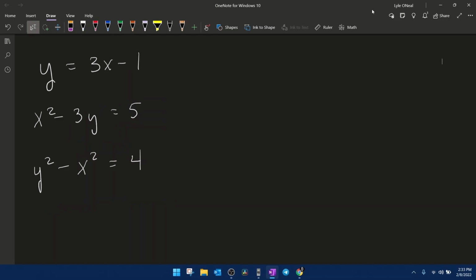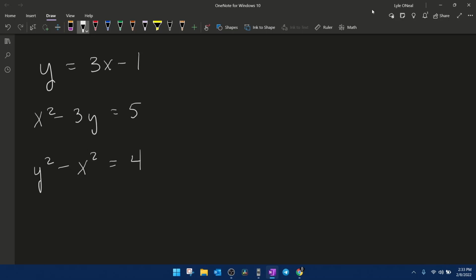All right, so now that we've talked about how to determine if a relation is a function, now let's talk about how to determine if an equation is a function. Well, the short answer is if y has an even exponent, the equation is not a function. Okay, so we're going to look at our first equation given here.